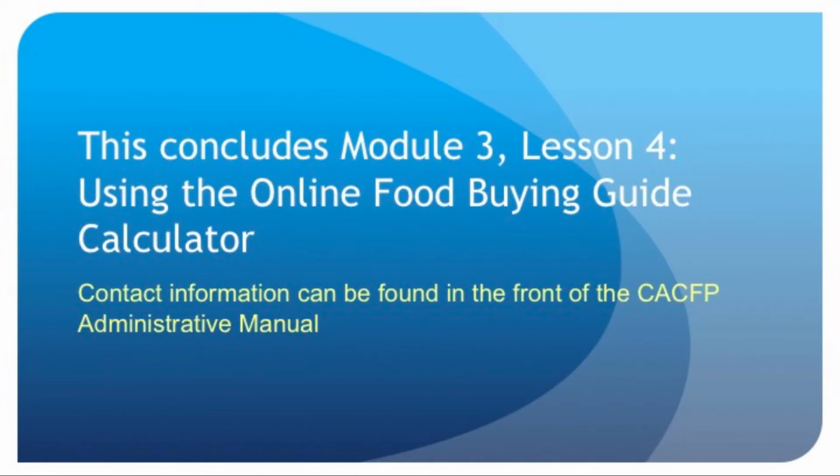This concludes Lesson 4 on using the online food buying guide calculator. Continue to the next lesson on food production records that applies to your operation. If you have questions, contact the state agency or your area consultant. Contact information can be found in the front of the CACFP Administrative Manual.